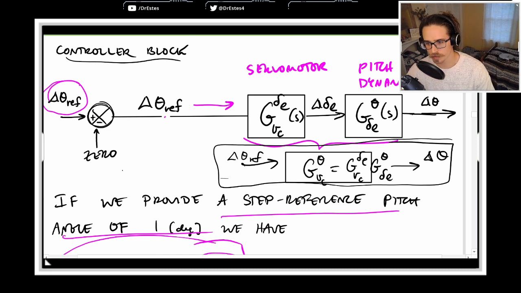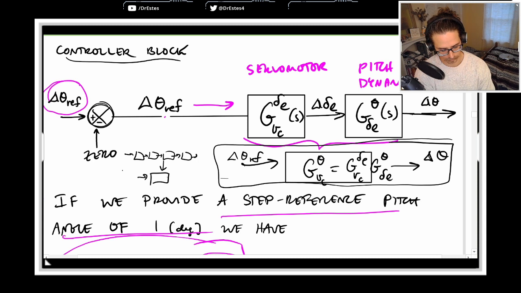Can you do that for more than two transfer functions in a row? Yes. Like if I had 1, 2, 3, 4, 5, and they're all connected in series like this, you can just multiply all of them together and that'll be the combined transfer function.